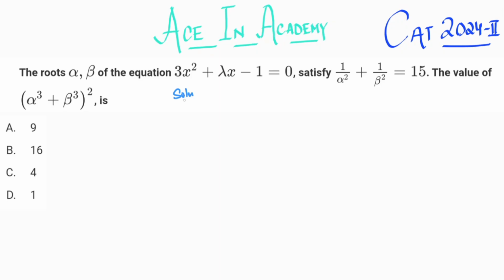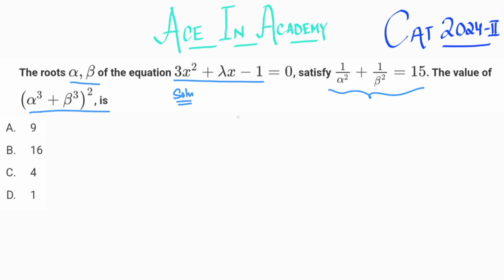According to our given question, we are given that the roots alpha beta of the equation 3x squared plus lambda x minus 1 is equal to 0, and they satisfy this equation as well, which is 1 by alpha square plus 1 by beta square equal to 15. Then we have to find the value of (alpha cube plus beta cube) whole square.